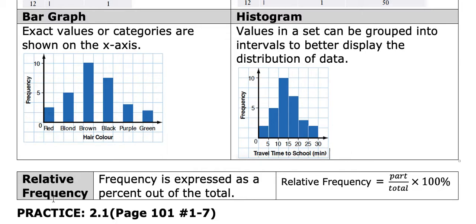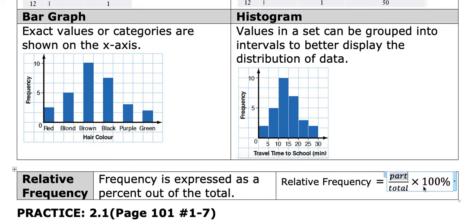Lastly, relative frequency. Relative frequency is expressed as a percent out of the total. So the type of graph which is used to compare parts of the whole is a pie graph or circle graph. And what you can do is look at, for each part, meaning each outcome out of the total number of outcomes, what is that as a fraction, multiply it by 100%, and that will give you the percentage value for that particular group. And then what you can do is multiply that by 360 degrees if you were drawing this by hand.